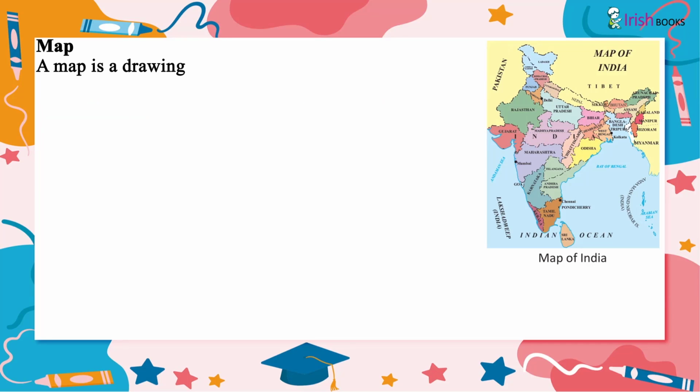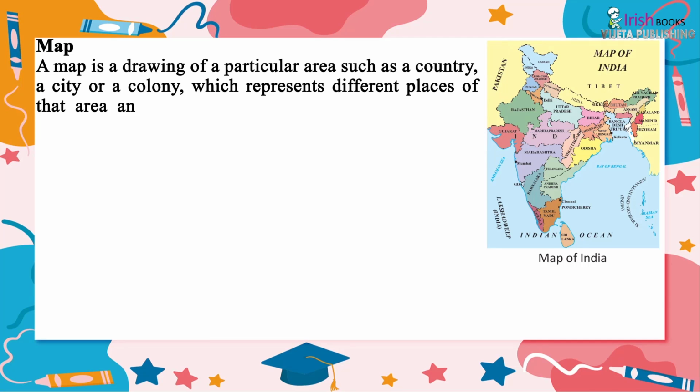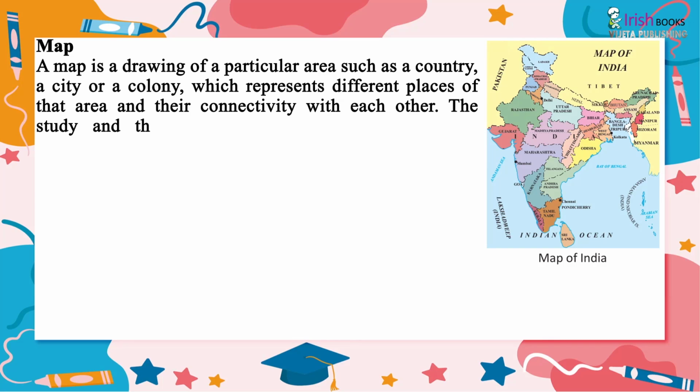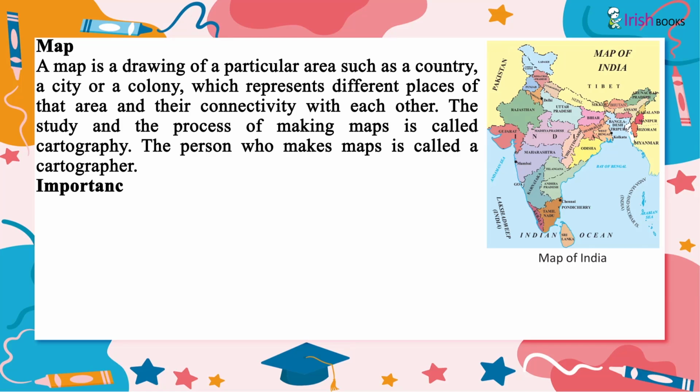Map. A map is a drawing of a particular area, such as a country, a city, or a colony, which represents different places of that area and their connectivity with each other. The study and the process of making maps is called cartography. The person who makes a map is called a cartographer.